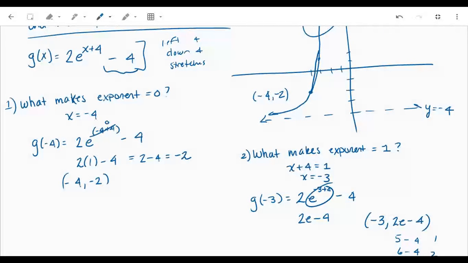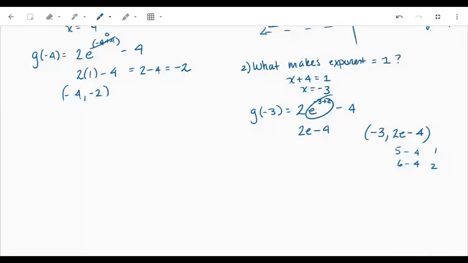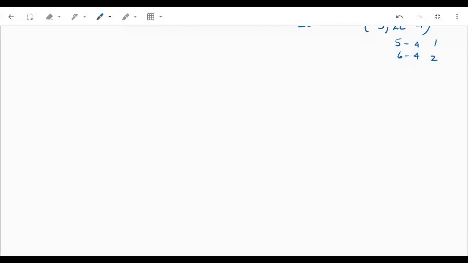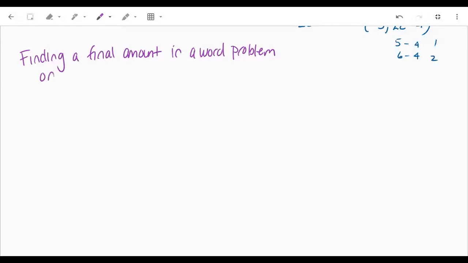Okay, our next topic we have, and I remember doing this like in middle school. Just need a little refresher here. This is finding a final amount in a word problem on exponential growth and decay.